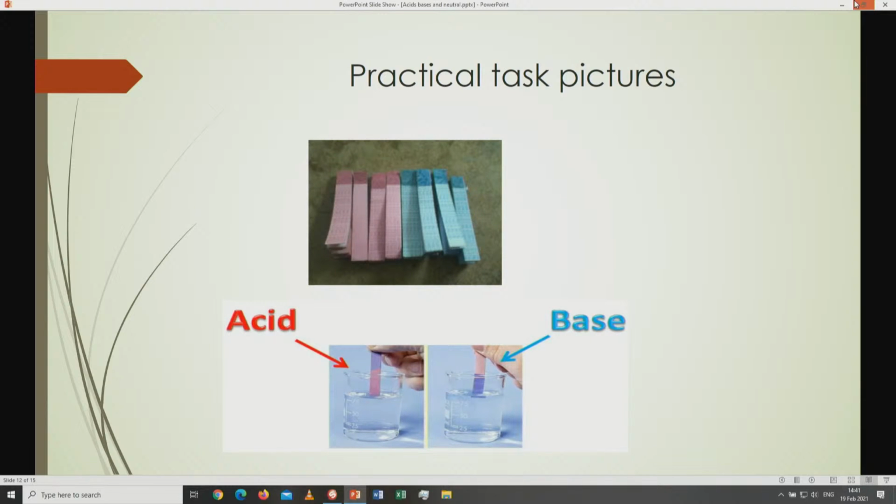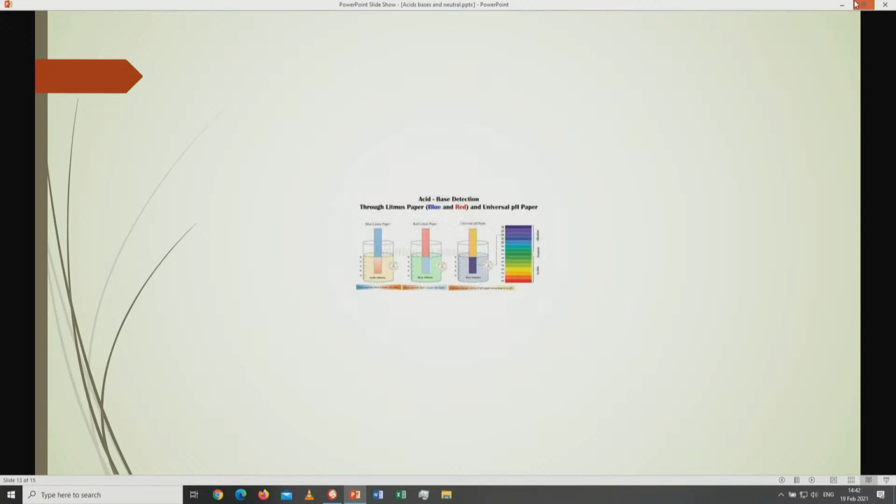These are the pictures. The red ones are the red litmus papers. The right-hand side are the blue litmus papers. These are the color changes. When you dip it in an acid, the blue litmus paper will change to red. When you dip it in a base, the red litmus paper will change to blue to indicate that the substance is a base.